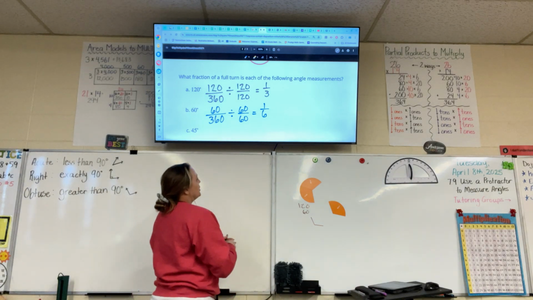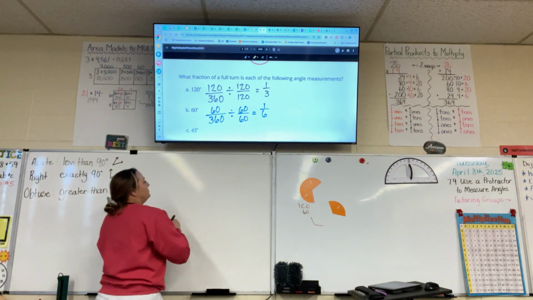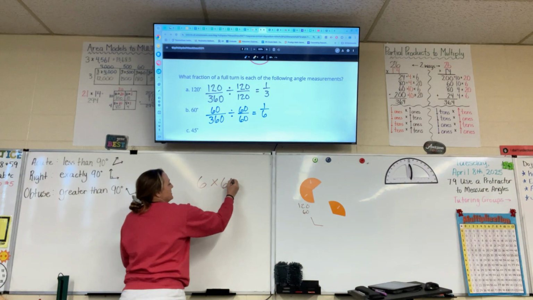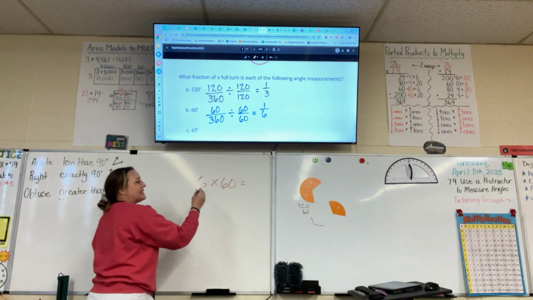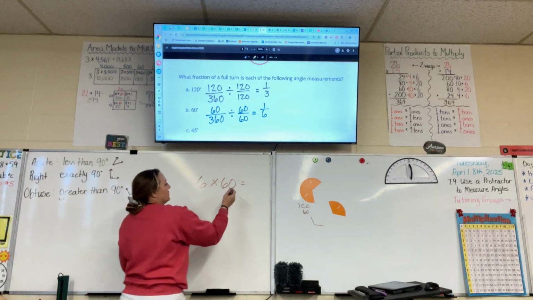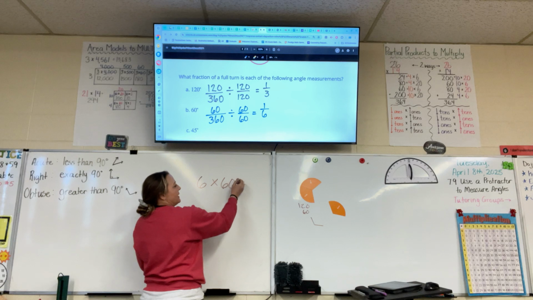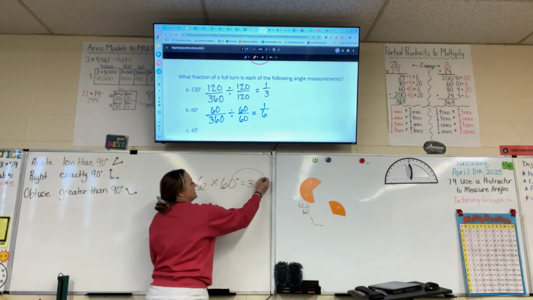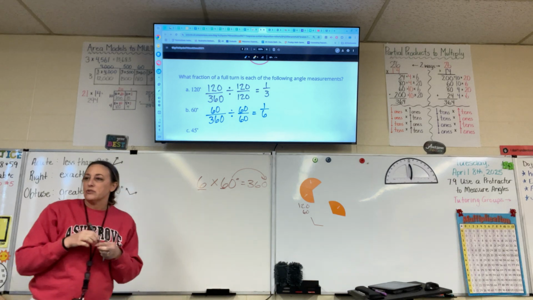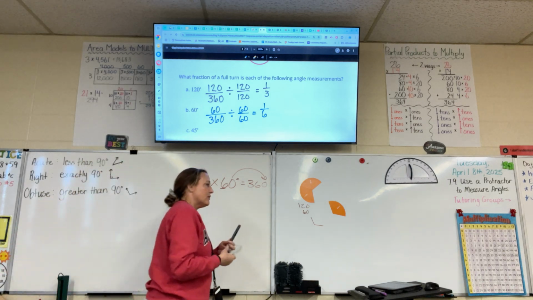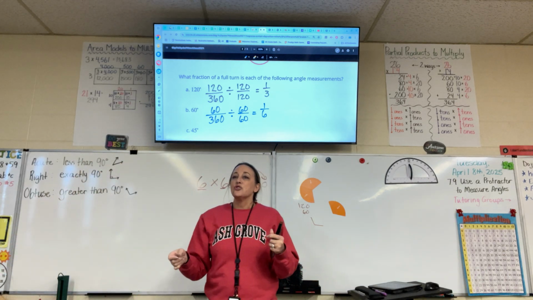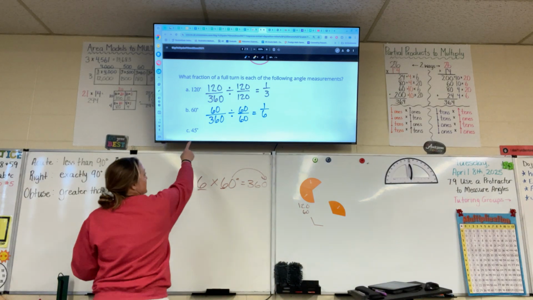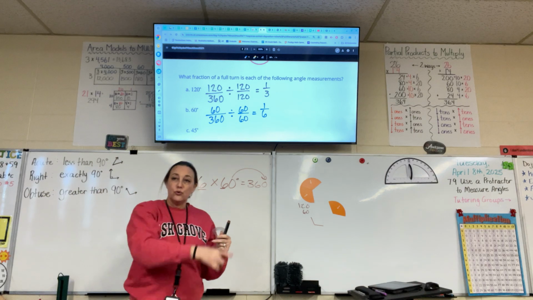And we can double check that by saying 6 times 6 60-degree angles, or 6 groups of 60-degree angles. 6 times 6 is 36. Bring over the 0, and you get 360. Okay? So that is all we're doing on this, is trying to figure out how many of these angles they give us would be in a full circle.